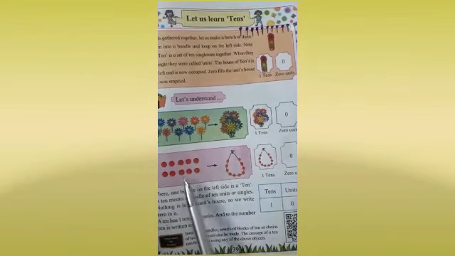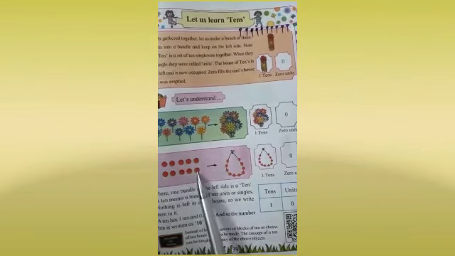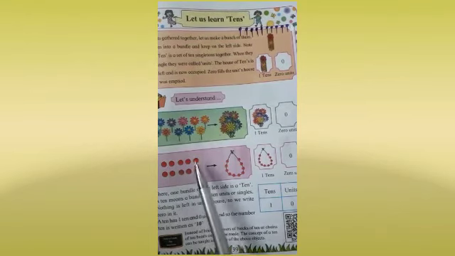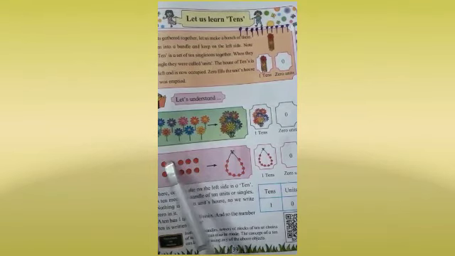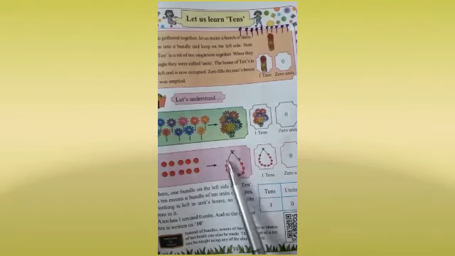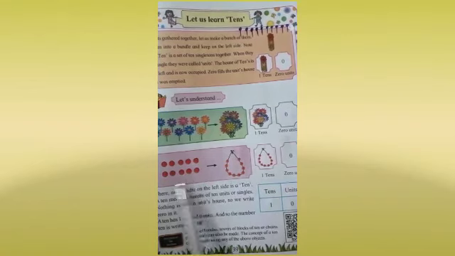Okay. See the next now. Here some beads are given. How many beads are there? Count them. 1, 2, 3, 4, 5, 6, 7, 8, 9, 10. So how many beads are there? 10. These 10 beads I am going to put in one thread and make a beautiful necklace. So in this necklace, how many beads are there? How many units are there? 10 units.